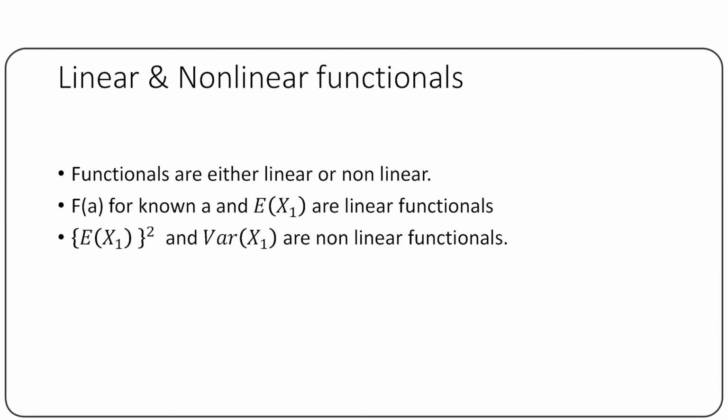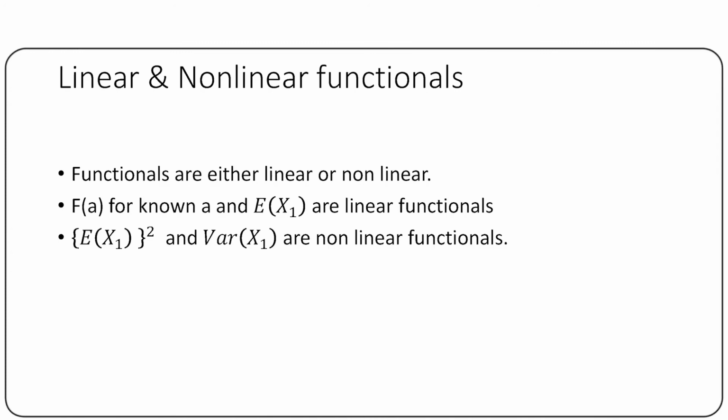So we consider a related example. Suppose x1, x2, ..., xn are IID observations from some distribution function f, and our functional of interest is the square of the expected value. Suppose script f is the class of all absolutely continuous distribution functions but with finite expectation. Now take two of them, that is f1 and f2, belonging to this class.